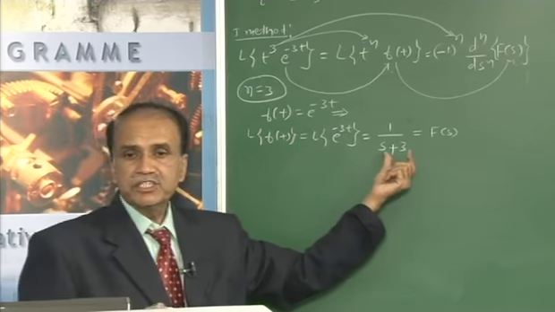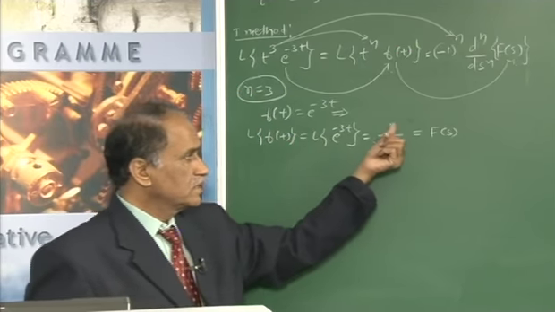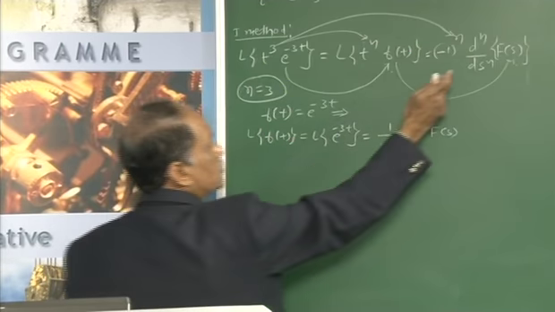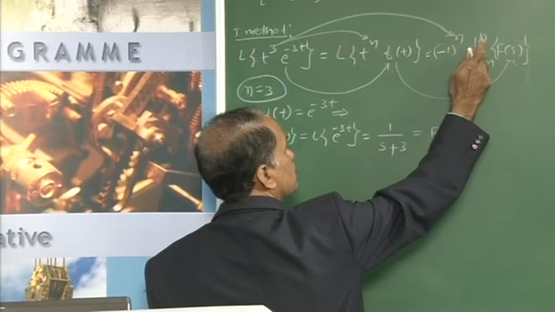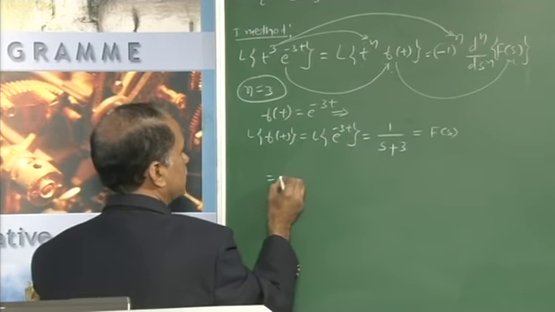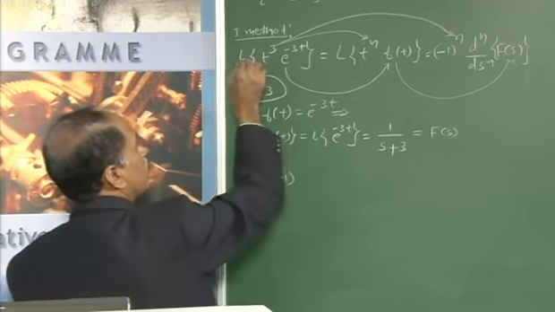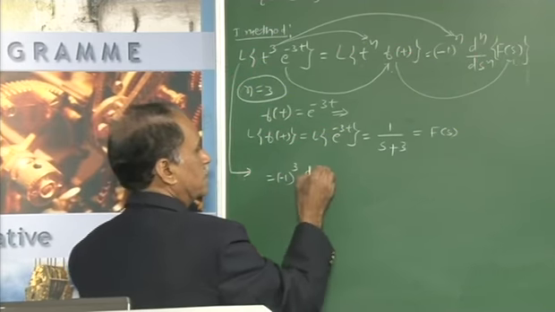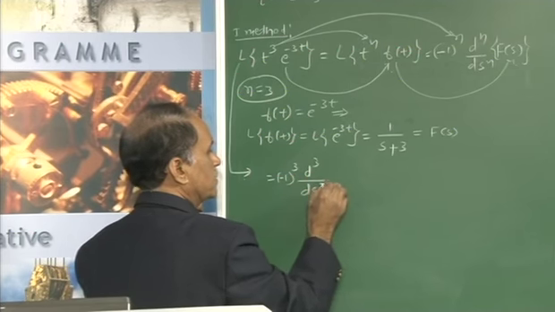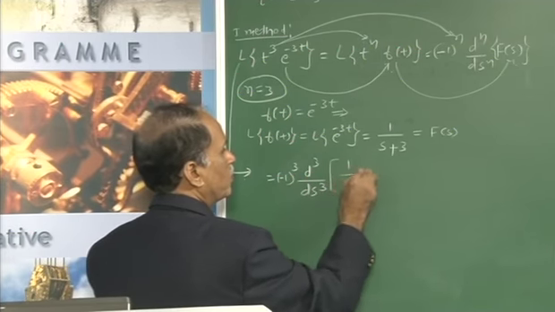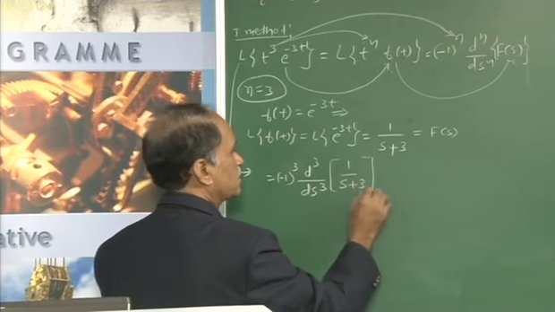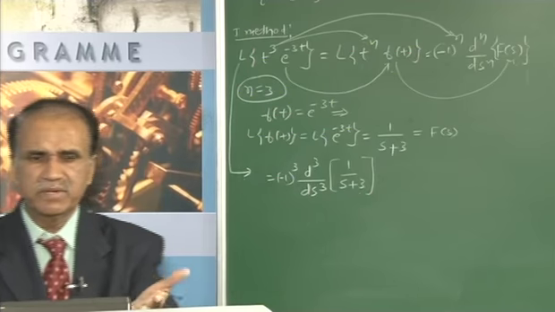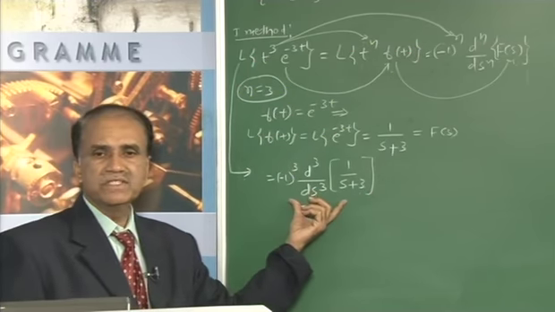Then application of this formula, that is 1 by s plus 3, will be directly treated as f of s, and I am going to use this formula by putting n equal to 3. Therefore, that is equal to minus 1 to the power 3 and then d cube divided by ds cube of 1 by s plus 3. This is almost more than 50%, in my opinion, more than 50% of the solution is completed.